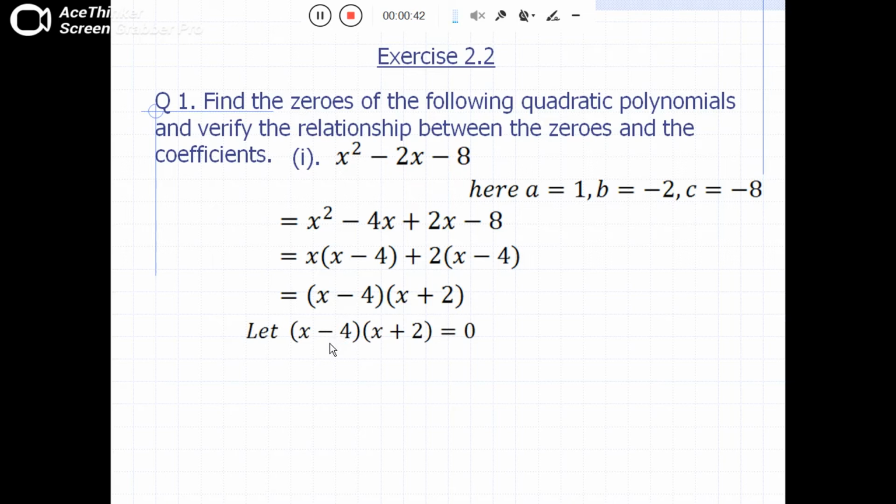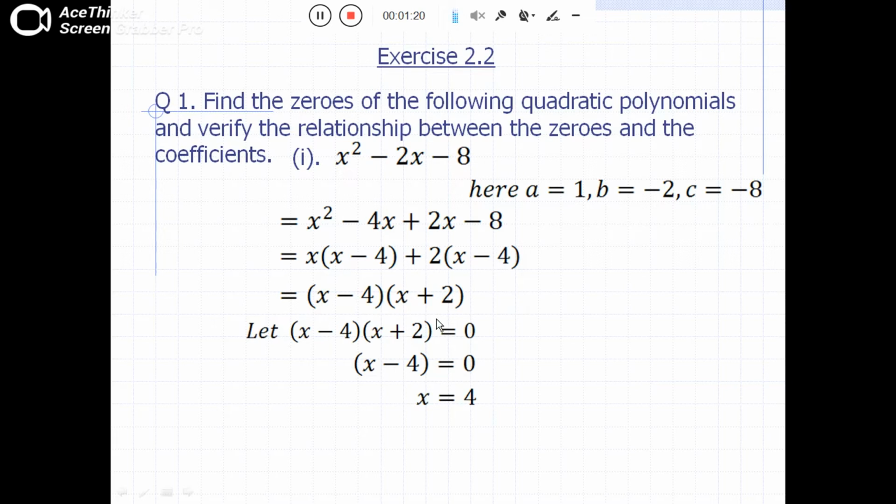So let us see how these zeros you can get. Take these factors equal to 0. So x minus 4 multiplied by x plus 2 equals 0. It means the product of these two numbers is equal to 0. Therefore it shows that either both of the numbers are 0 or one of them is 0. So here we are going to take both equal to 0. First, x minus 4 equals 0. When you take x minus 4 equals 0, you will get x is equal to 4.